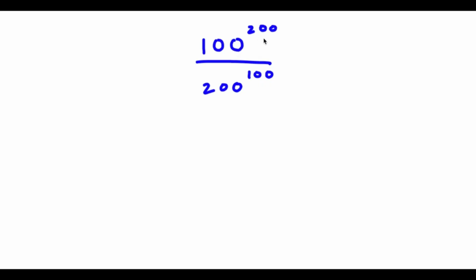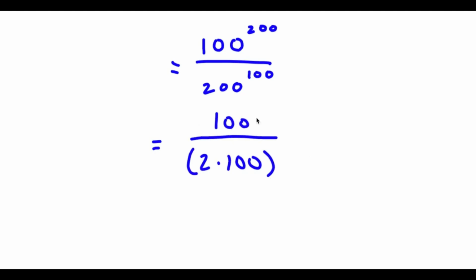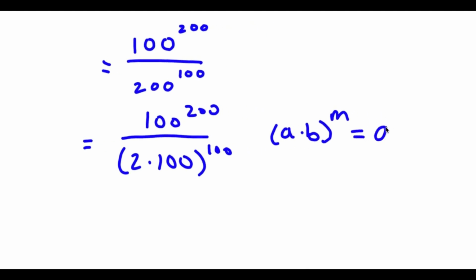Alright, so I have 100 to the power of 200 over 200 to the power of 100. Now, 200, this is the same thing as 2 times 100. So I have 100 to the power of 200 over 2 times 100 to the power of 100. Now, if I have something in the form a times b to the power of m, this is equal to a to the power of m times b to the power of m.